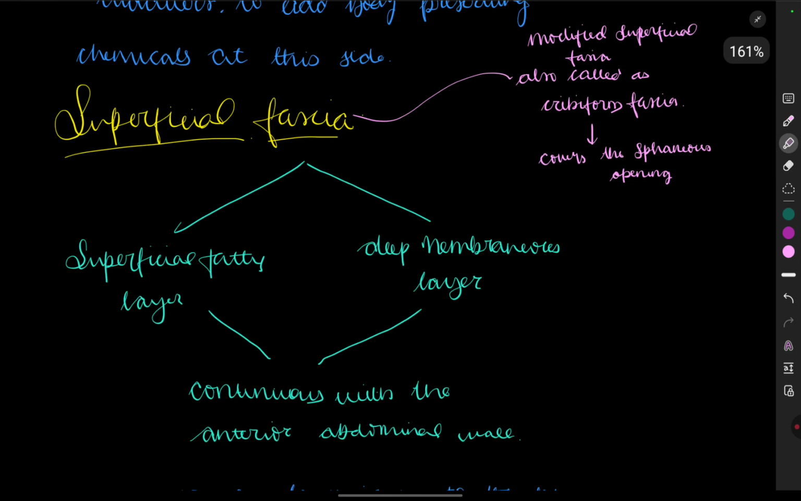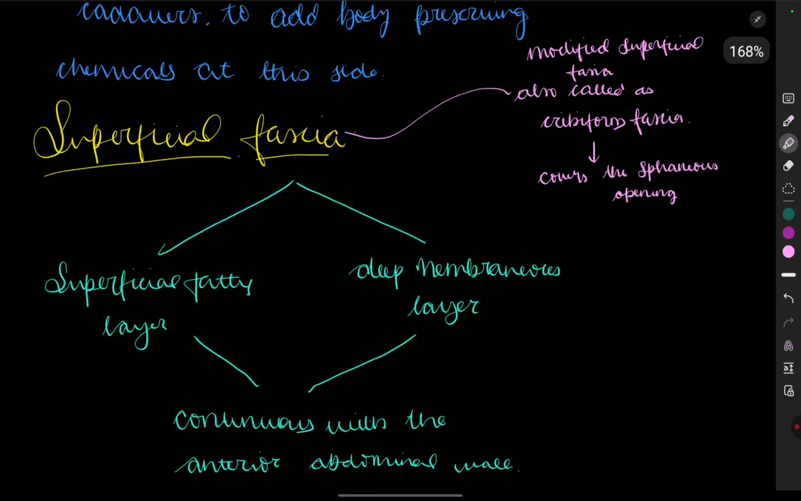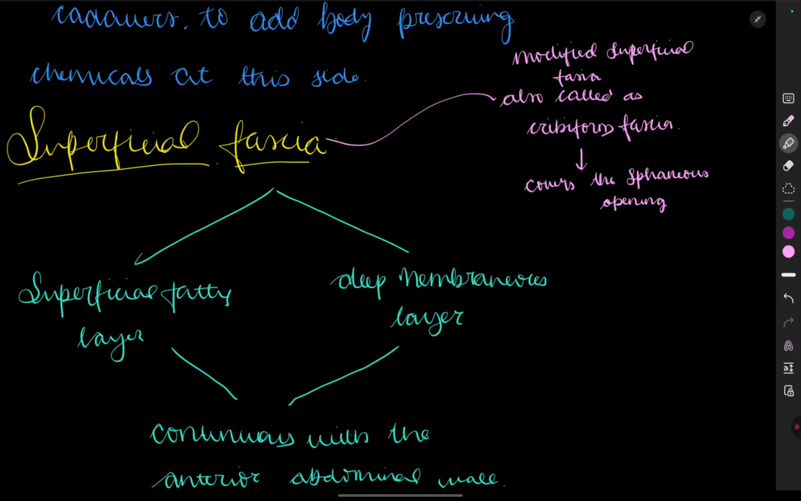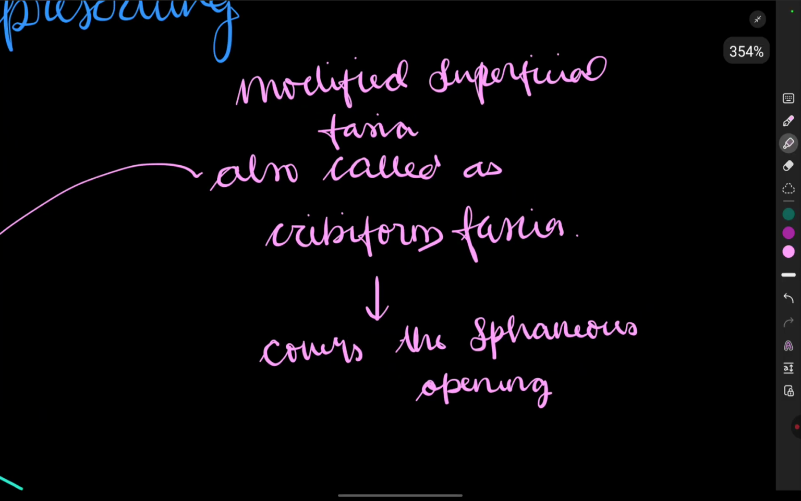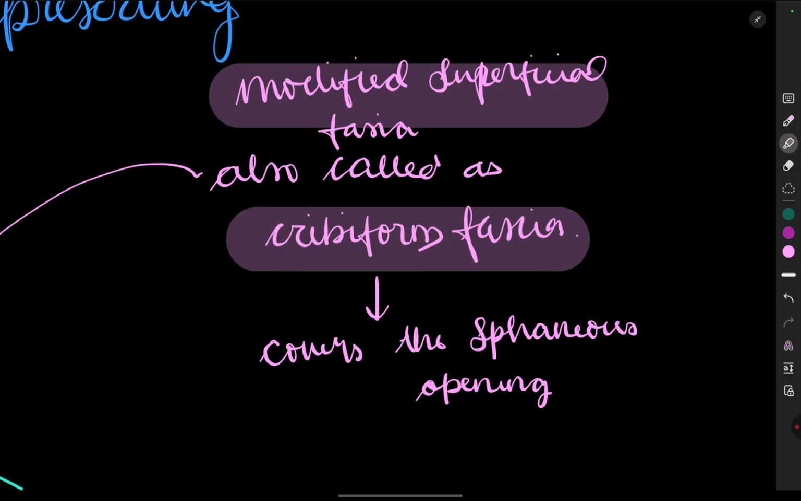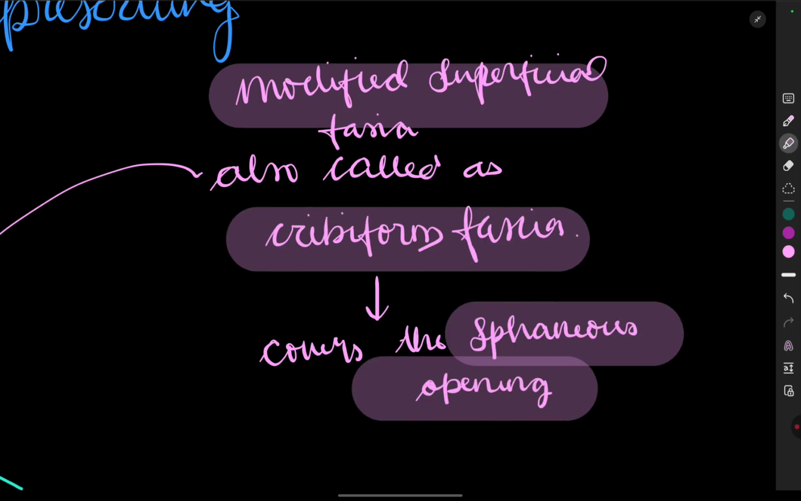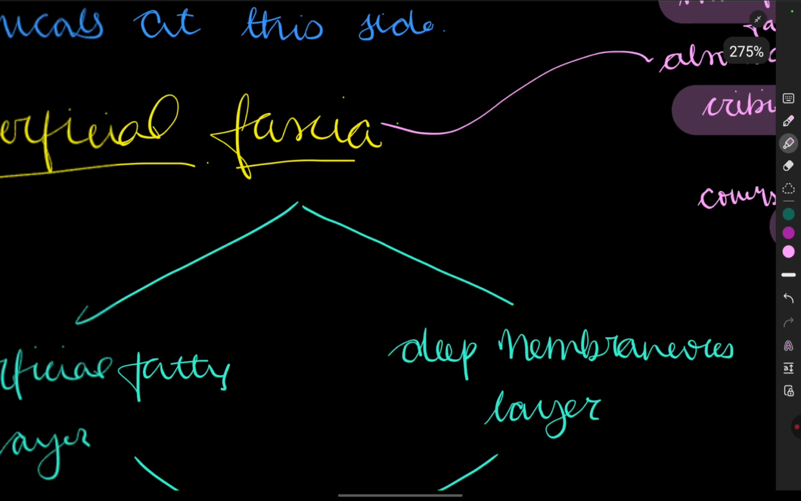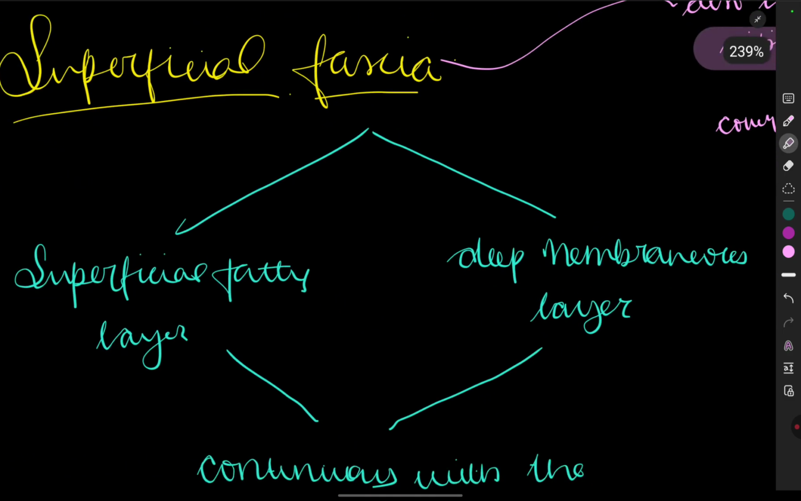Now the superficial fascia. The fascia is divided into the superficial fascia and the deep fascia. We are going to study the superficial fascia. Just remember that the modified superficial fascia is also called the cribriform fascia, and that covers the saphenous opening. We're going to study the saphenous opening in this video itself, in the subsequent parts.